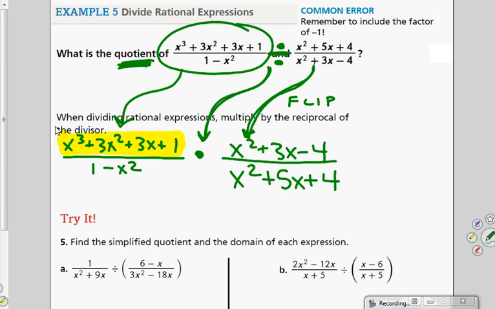Or maybe you remember 1, 3, 3, 1 from Pascal's triangle, right? But if you don't remember those little shortcuts, I think that one is x plus 1 cubed. Yes, anything with a degree greater than 2, synthetic division will probably be in play. Okay? So I want you to factor.